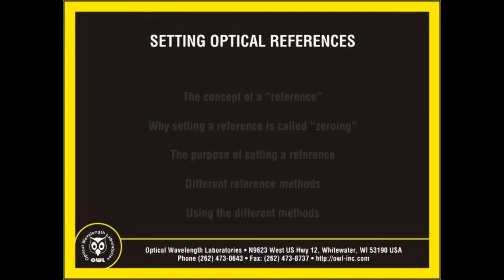One of the most basic and fundamental procedures of testing fiber optic links is setting an optical reference, also called zeroing. Most technicians realize that zeroing is a necessary part of optical loss testing, yet many do not understand exactly what zeroing is or why they need to set a reference. This video will cover the concept of a reference, why setting a reference is typically called zeroing, the purpose of setting a reference, the different methods used to set a reference, and using these reference methods in common link configurations.